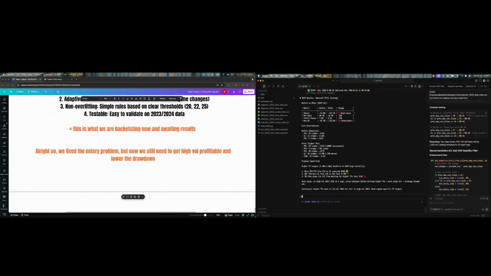Much worse. Win rate dropped. That's crazy. The higher TP backfired in 2023 high volatility. More TP hits, okay, but 3%. Higher TP worked in low vol but failed in high vol. Need regime specific TP targets.